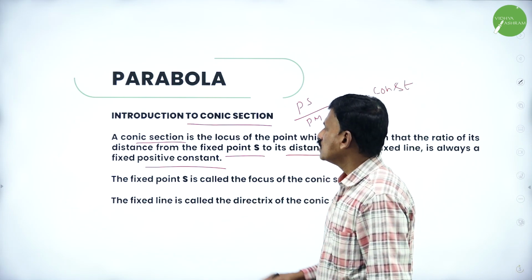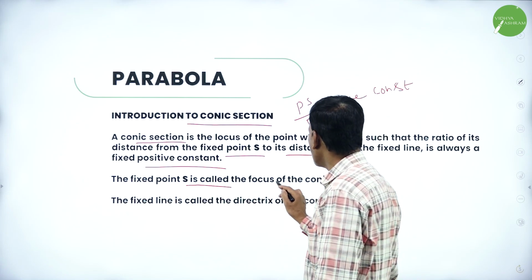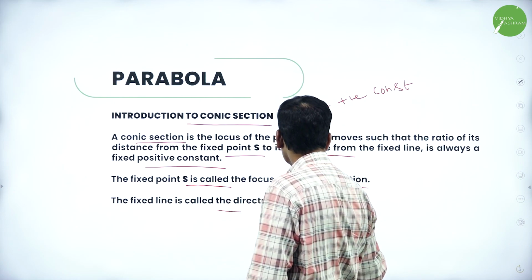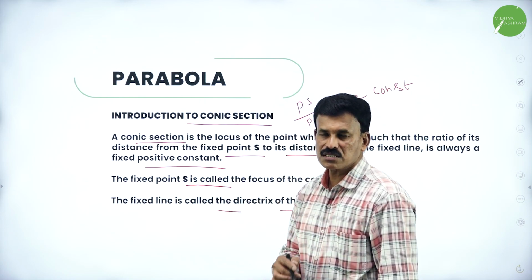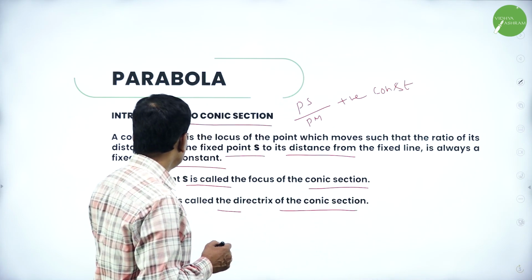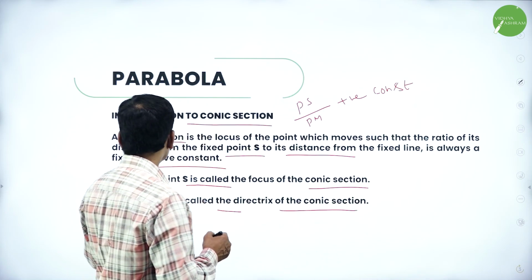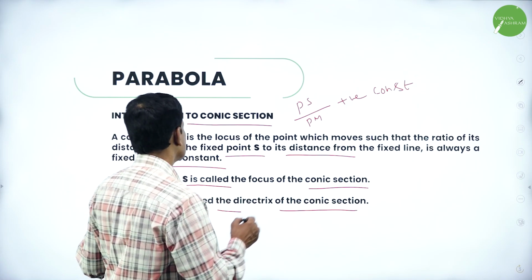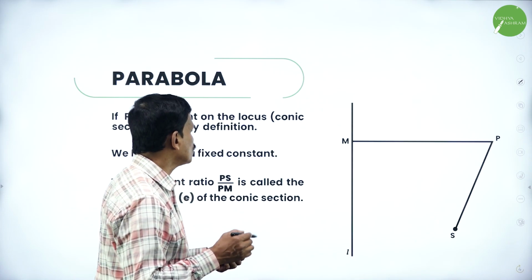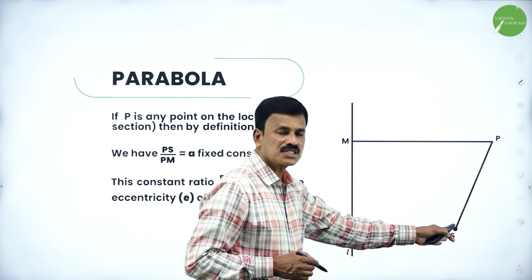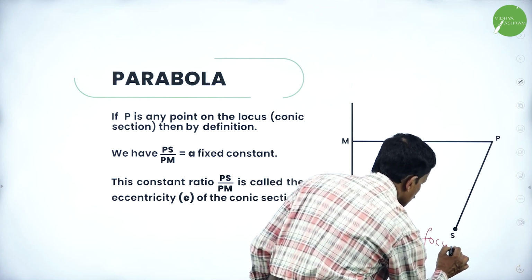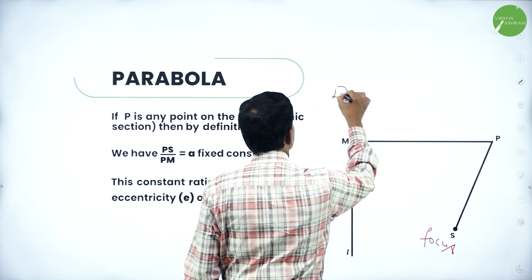Now, the fixed point S is called the focus of the conic section, and the fixed line is called the directrix. So S, the fixed point, is called the focus, and L is called the directrix. Here S is the focus and this L is the directrix.